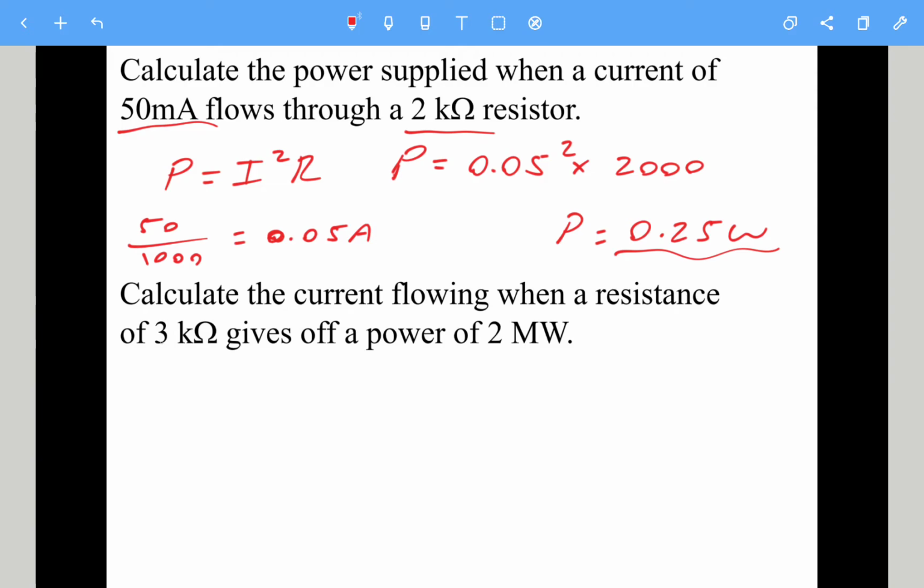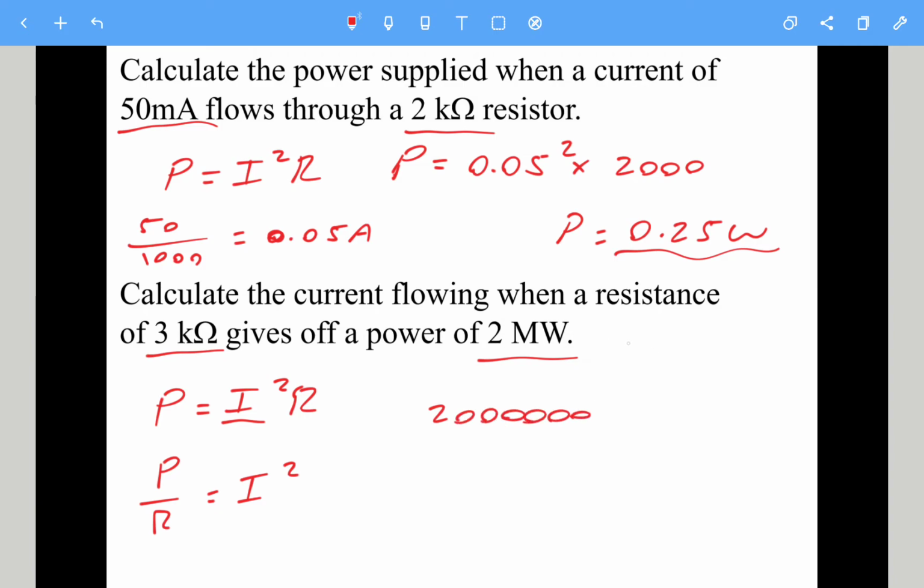So here's the next one. Calculate the current flowing when a resistance of 3 kilo ohms gives off a power of 2 megawatts. So this is a tricky one, this one. Power equals I squared R. And what we need to do is rearrange this to make I the subject. So we need to first of all get rid of the times R. So the easiest way to get rid of the times R is to divide, well, the only way is to divide by R. So P divided by R is equal to the current squared. And then once we've done that, once we've done power divided by resistance, we can just simply square root. So the power is 2 megawatts, which is 2 million.